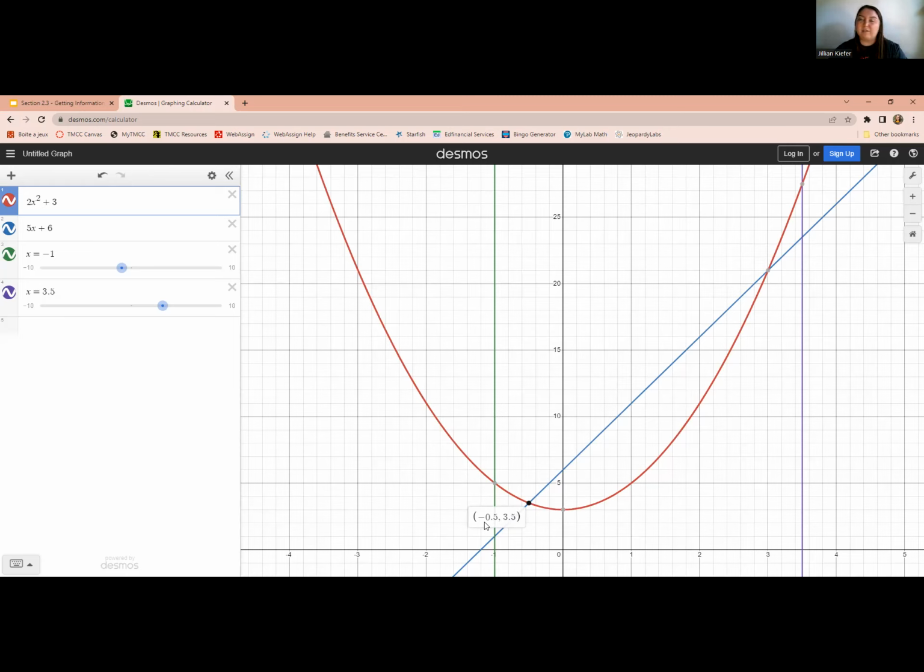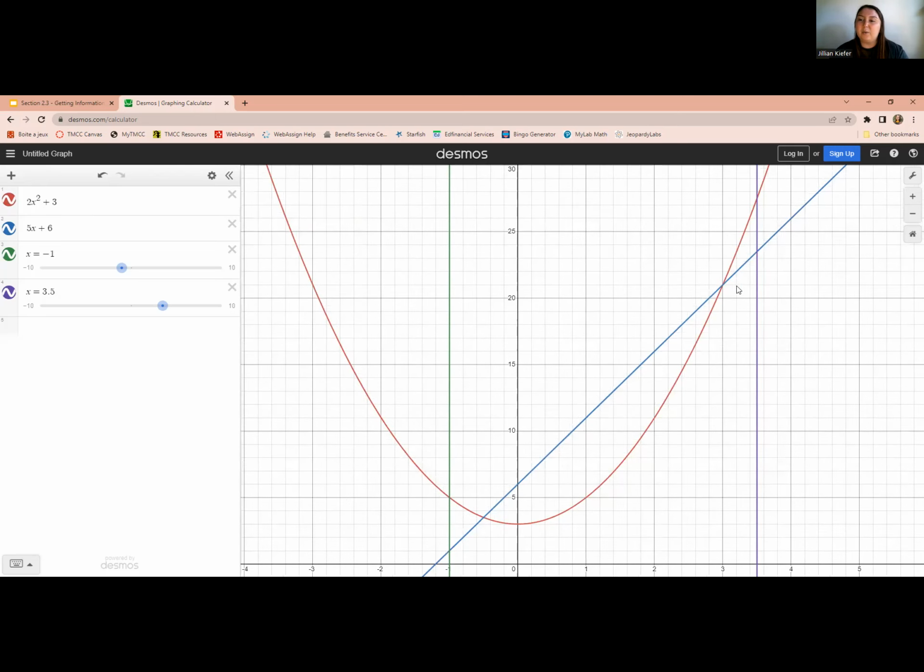But we also have another side of our inequality here as well. We have going from 3 to positive infinity, same thing. 2x squared plus 3, our red graph, is above the blue graph 5x plus 6.